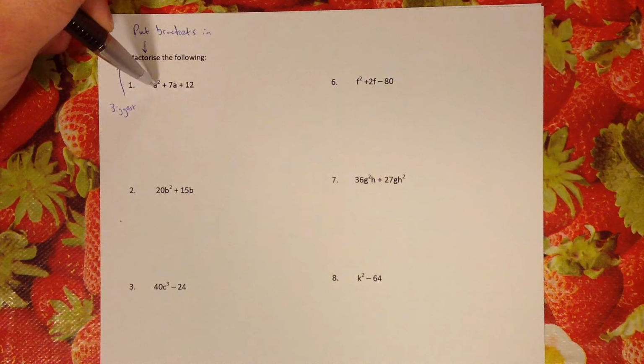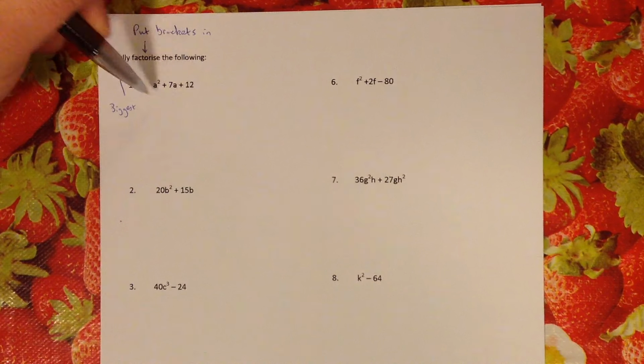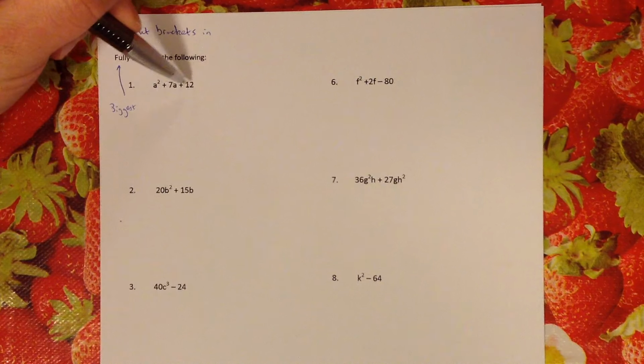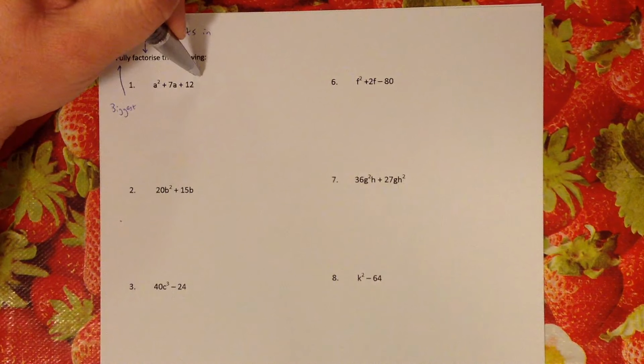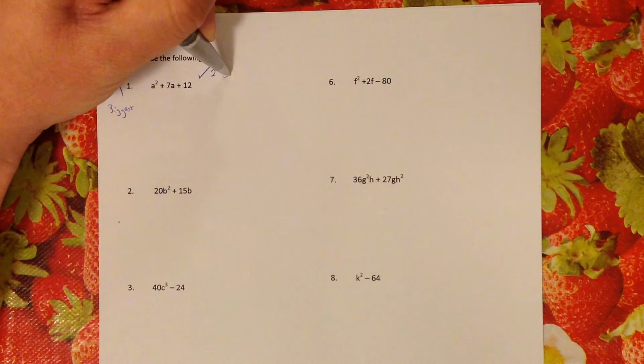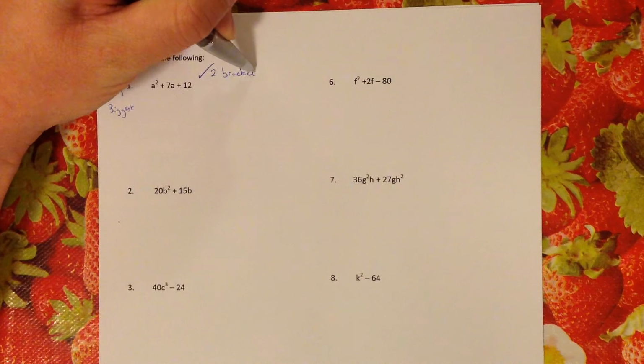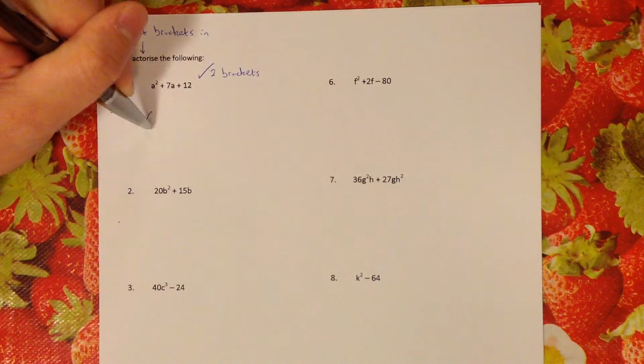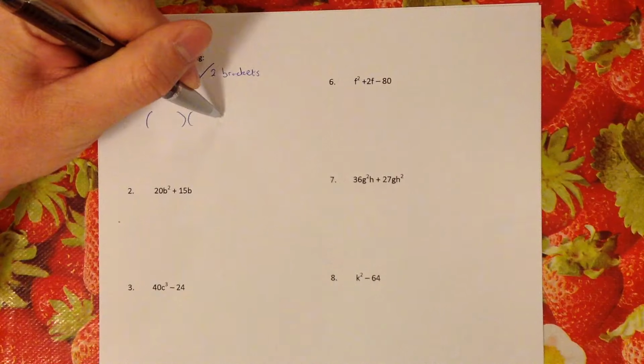Now, question one is a squared plus 7a plus 12. So we've got three terms here within our expression. We have a squared term, a letter term, and a number term. And generally speaking, these types of expression will always be two brackets. This is what's known as a quadratic expression. So our solution is going to have two brackets on it. So let's put that in now.